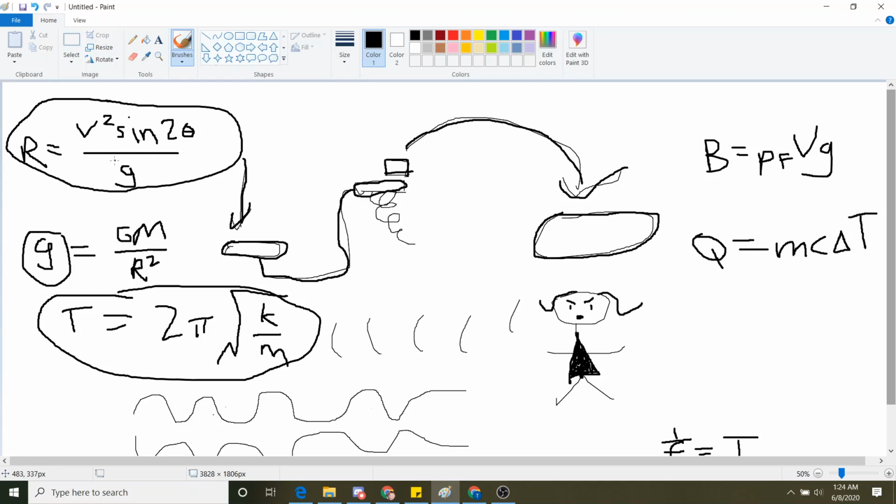But what's this? We're going to need G. But didn't I say that G was going to be different on this planet? That's right. It is going to be different because the planet has a different mass and a different radius. So we're going to need to calculate it. Why would we need to calculate it, you say? I don't know.